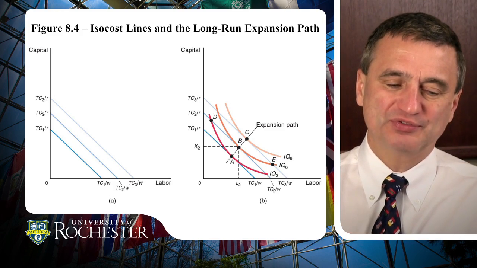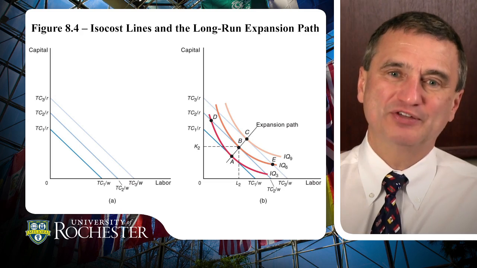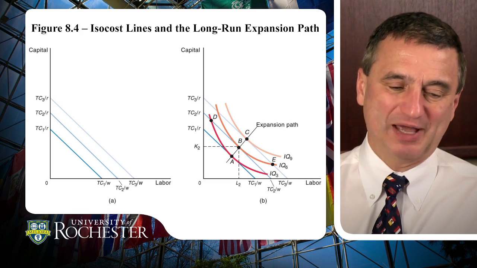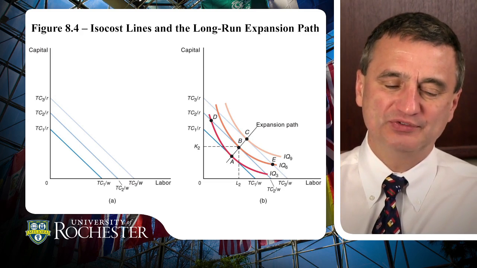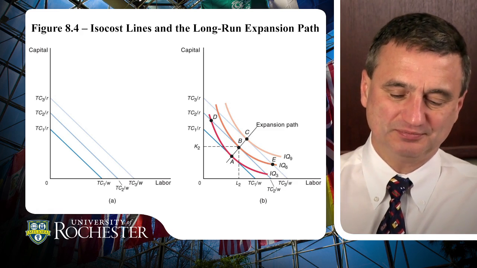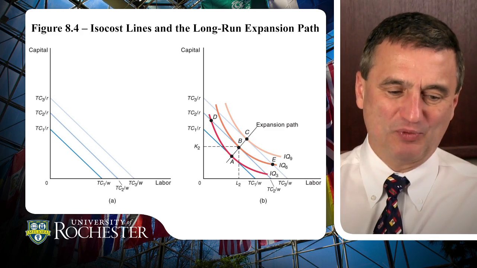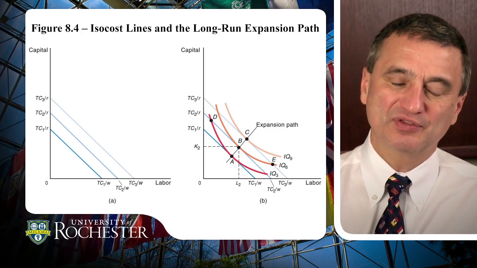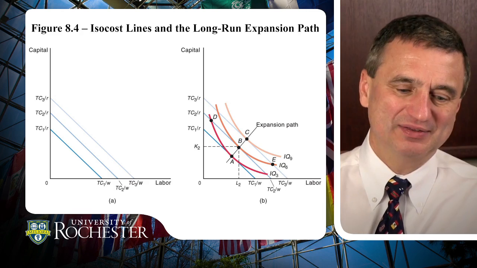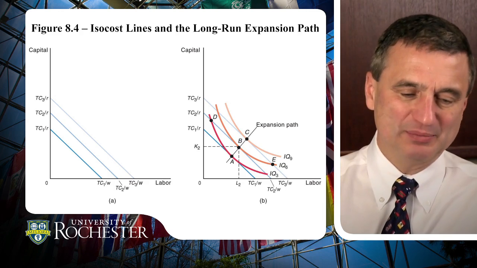And if we connect all those intersections where we reach the highest possible isoquant with a given isocost line, we get what is known as an expansion path. How, if we increase input expenditure, what increased amount of output we can achieve. Now, we know that at these expansion path points, the slopes of the isoquants and isocosts are equal. We're just nicking the highest possible isoquant with the given isocost. What does that end up meaning?